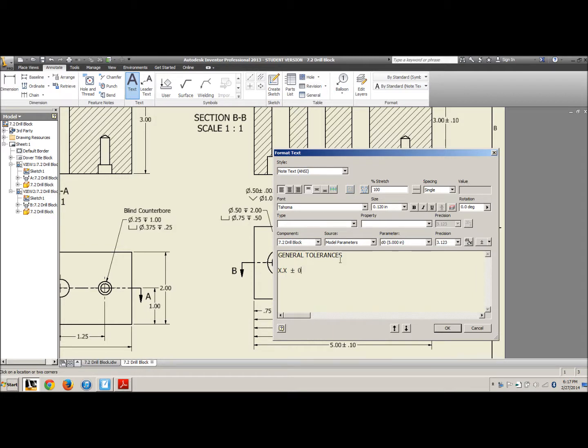Plus or minus 0.020. If it's 2 decimals, it's plus or minus 10 thousandths. 3 decimals is plus or minus 5 thousandths.